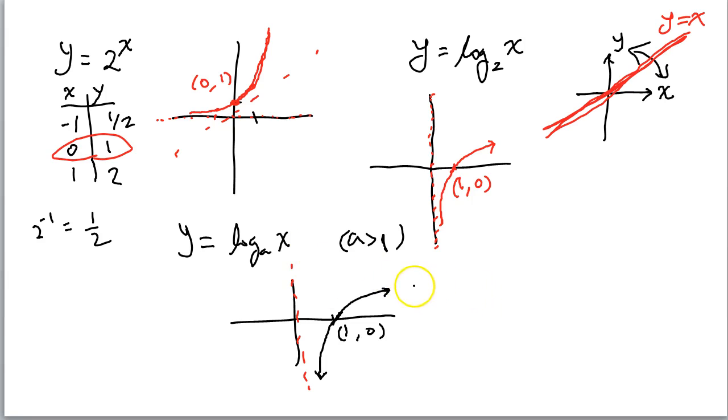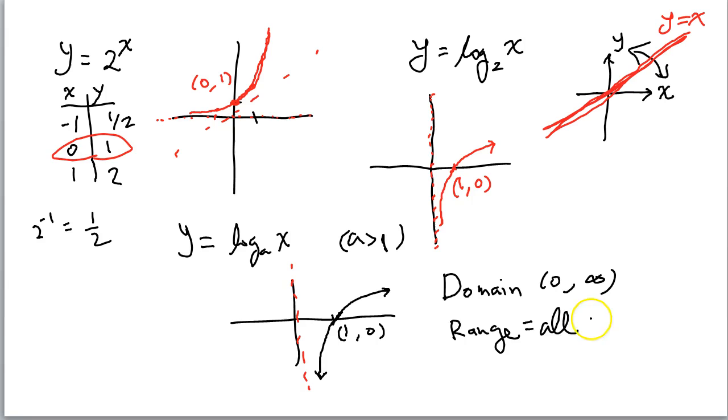Now, there's one thing that's really important when you look at this graph. You have to notice that the domain of this function is from 0 to infinity. You can't plug in negative values into a logarithmic function, and the range will be all reals. So this is the graph that you should memorize. You should memorize that any y equals log base a of x with a bigger than 1 will give you the x-intercept 1, and the vertical asymptote is the y-axis, and it's going to have this shape.